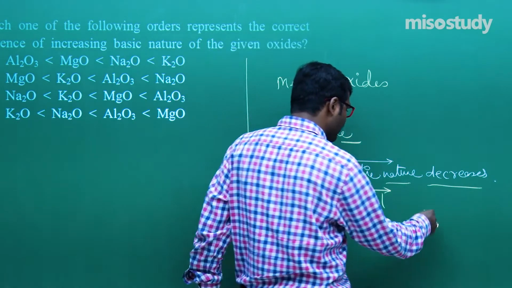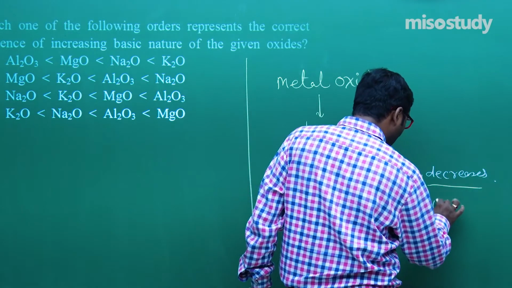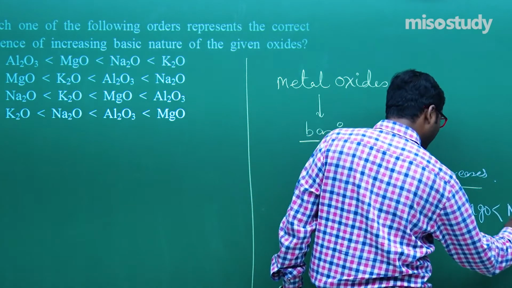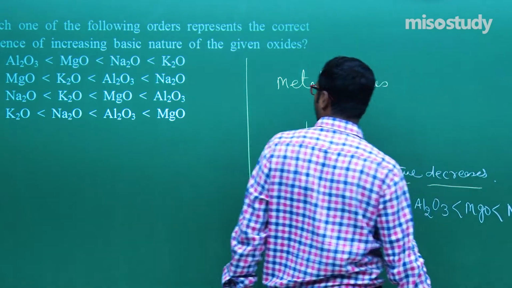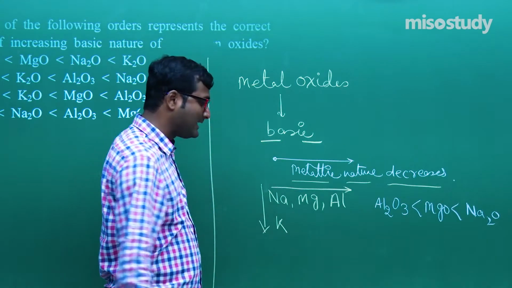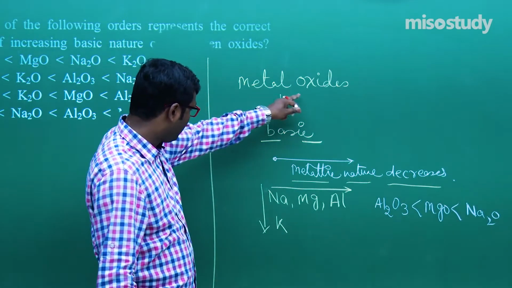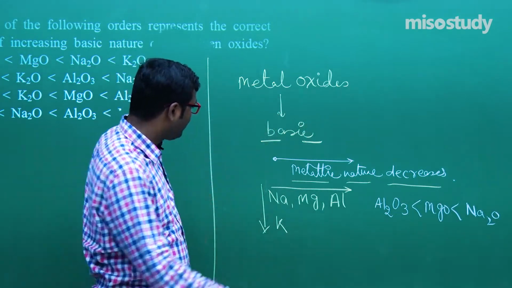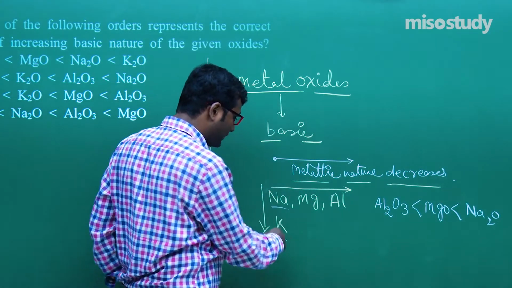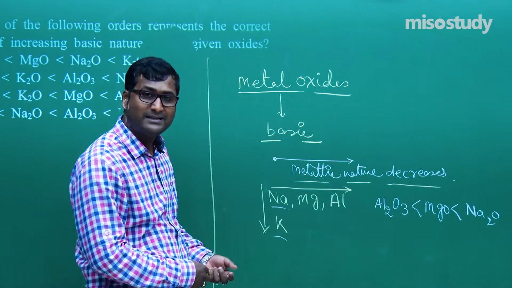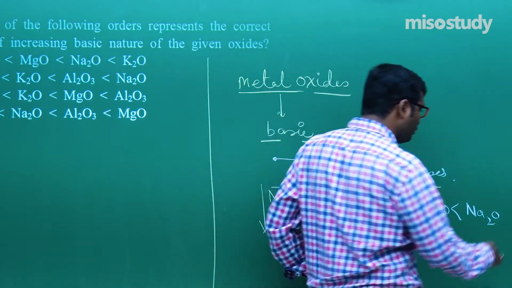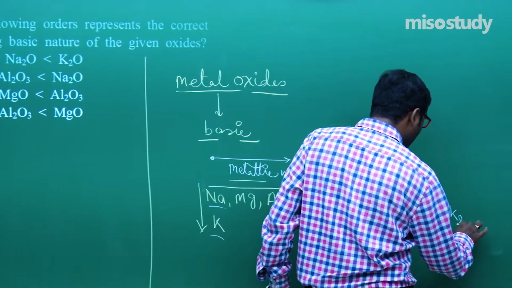So what is the sequence in this case? Al2O3, then there comes MgO, then there comes Na2O. Now if I move down the group, the metallic character increases. That's why the basic nature of their metal oxide also increases. So if I compare sodium and potassium, potassium will have more basic character. So the order is Al2O3, MgO, Na2O and K2O.